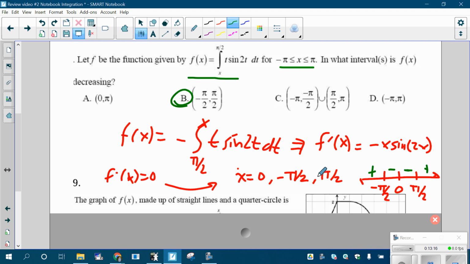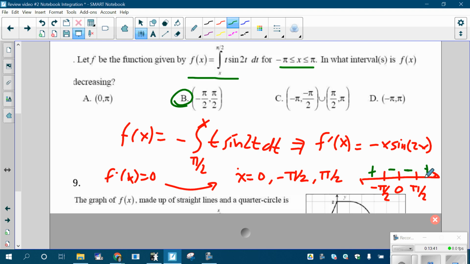Once you have these critical points, you're going to throw them on a sign chart. You're going to plug in x values here, here, here, here. You're going to plug them into the derivative. You're going to figure out that it's increasing, decreasing, decreasing, increasing. And so where is it decreasing? From negative pi halves to pi halves.